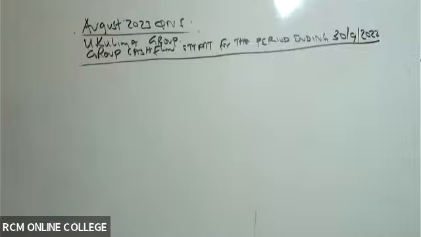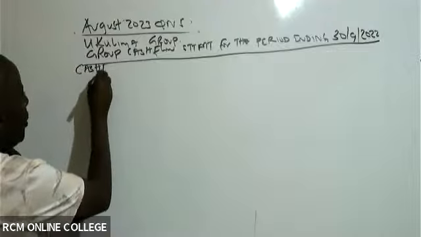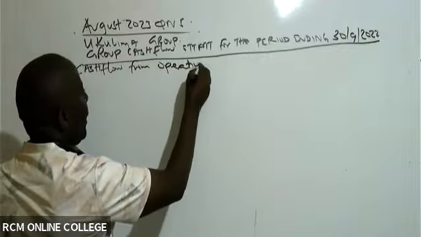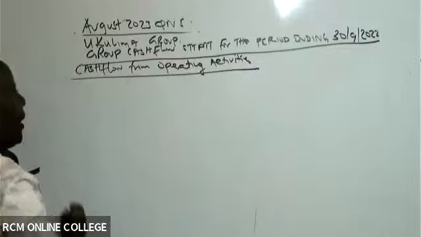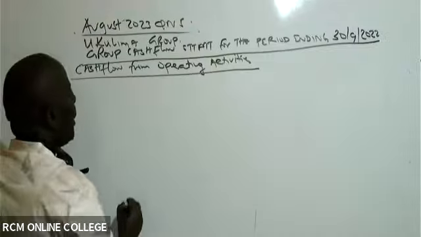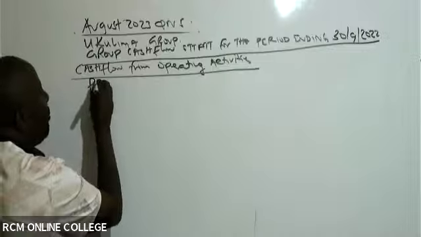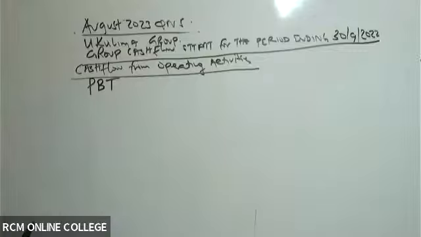So then how do we start this? We start with the first section, which is cash flow from operating activities. And then, of course, if it's the indirect method, this is what we are doing: you always start with the profit before tax. You should always start with the profit before tax.